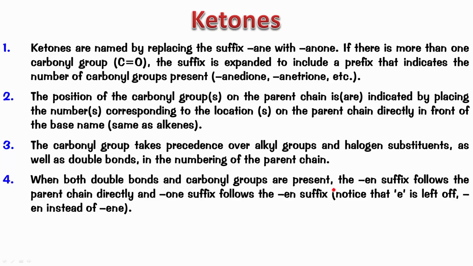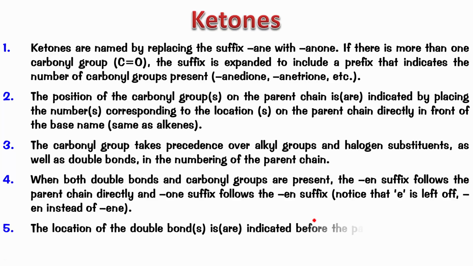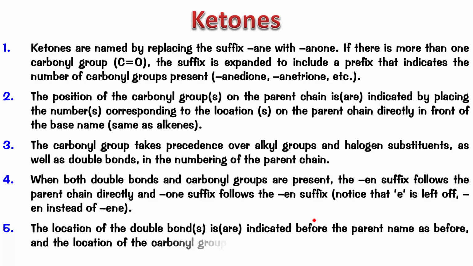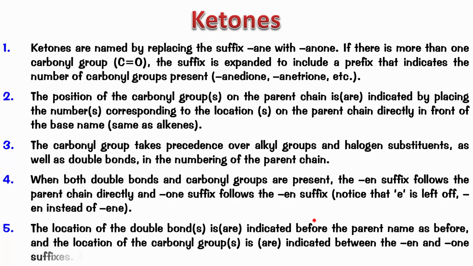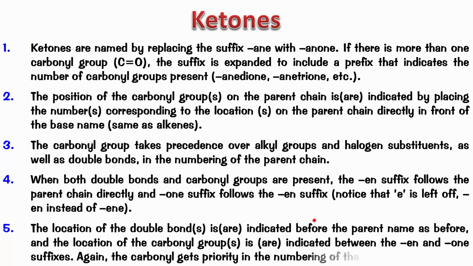And if double bonds are present, then you must also indicate their numbers. So this is how we do it. We call it alk-P-en-Q-one, where P represents the place where the double bond is, and Q represents the place where the ketone carbon is. So the location of the double bond is indicated before the parent name as before, and the location of the carbonyl group is indicated before the "one", between the "en" and the "one" suffix.